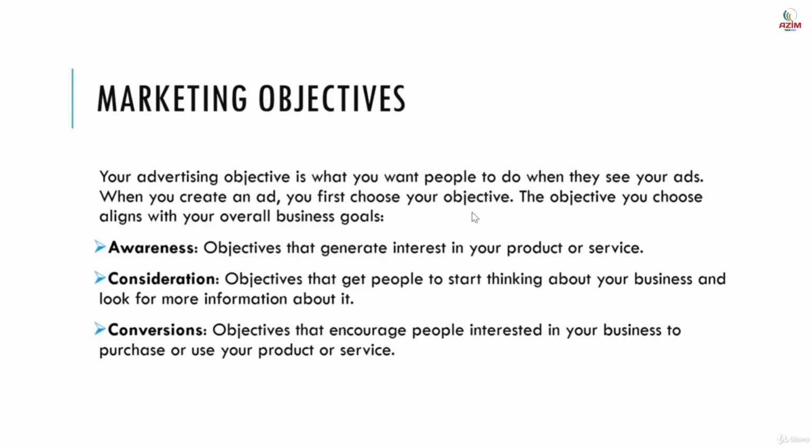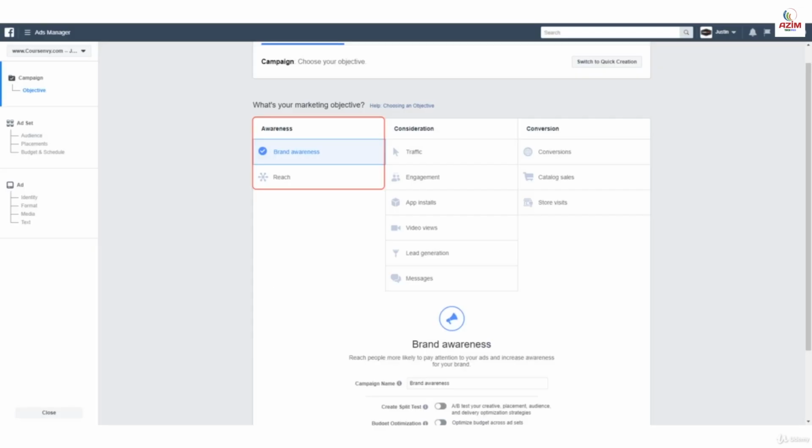So when you first create an ad, under the campaign step, you'll be asked to select a marketing objective. So these advertising objectives are what you want people to do when they see your ads. So the objective you choose in this first step of ad building under the campaign step will align with your overall business goal. The first category will be awareness. These ad objectives are ads that generate interest in your product or service.